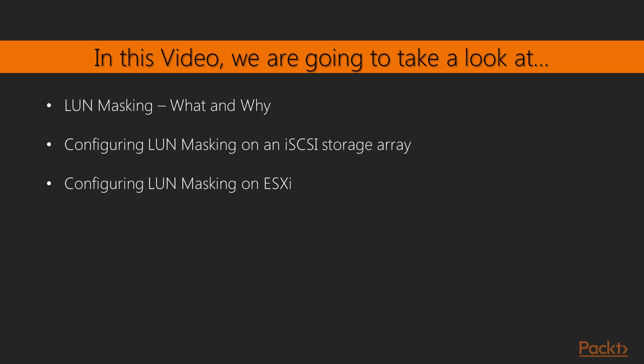Now LUN masking comes hand in hand with something called zoning, storage zoning. It's almost like VLANs within a storage network, where you make sure that certain HBAs and certain end storage devices are the only ones that can talk to one another, and anything not in that pool of devices, which is basically the zone, cannot actually communicate. So with that, let's move on to talking a little bit about LUN masking, what and why, and then we will look at the storage array and then the ESXi.